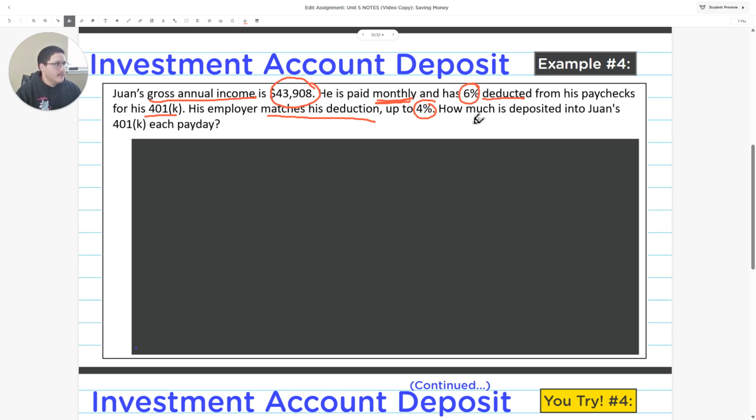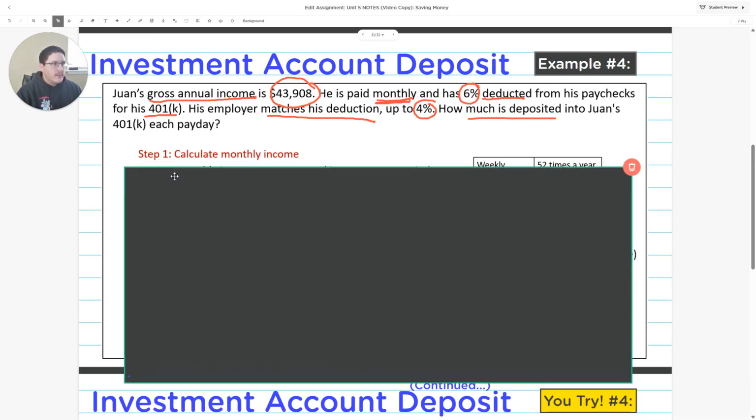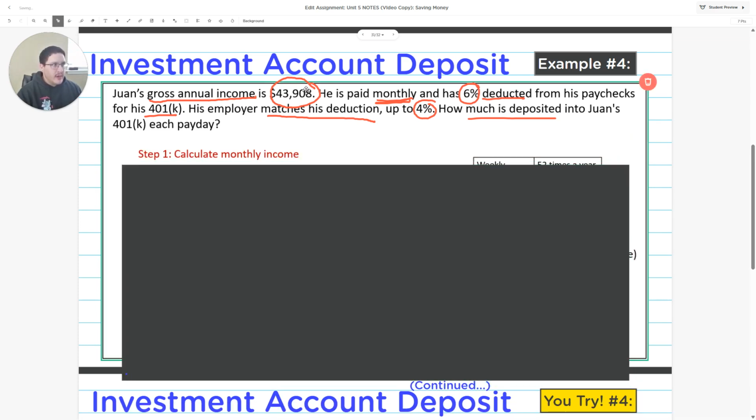So, first thing we need to do is figure out what his monthly income is. He gets paid monthly, so we want to figure out how much he has to get deducted per month for this 401k. So, first thing we got to do is calculate the monthly income by taking the gross and dividing it by the pay periods, in this case monthly.